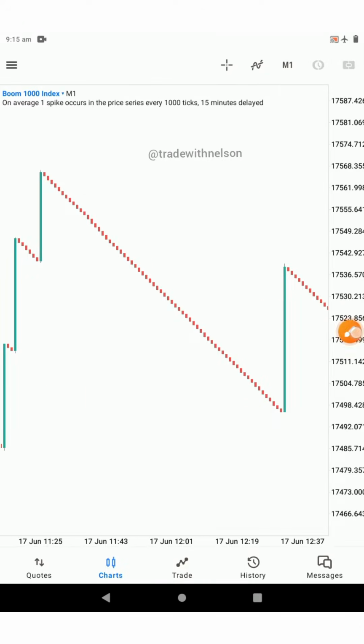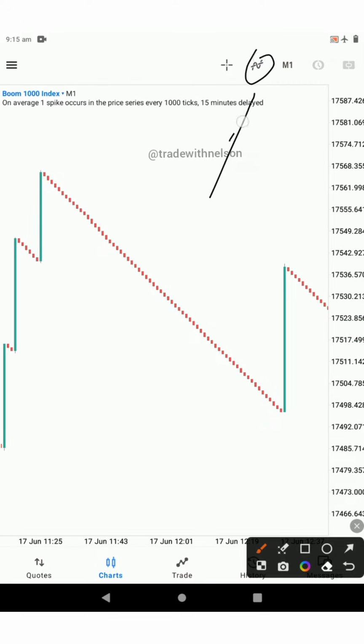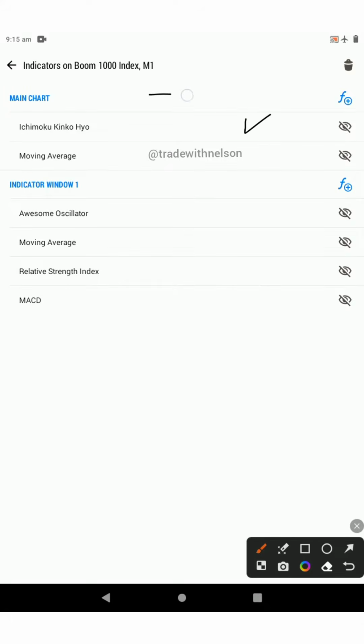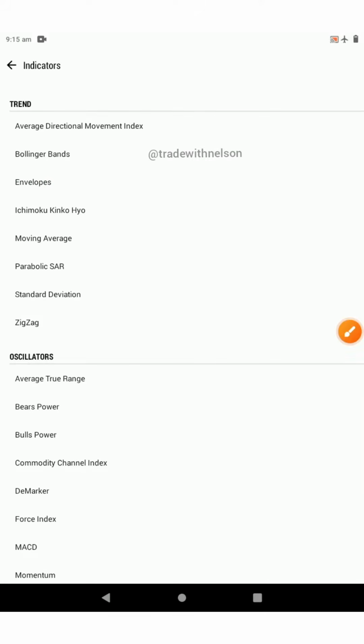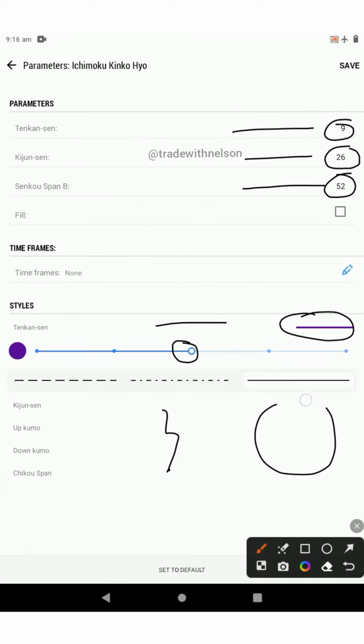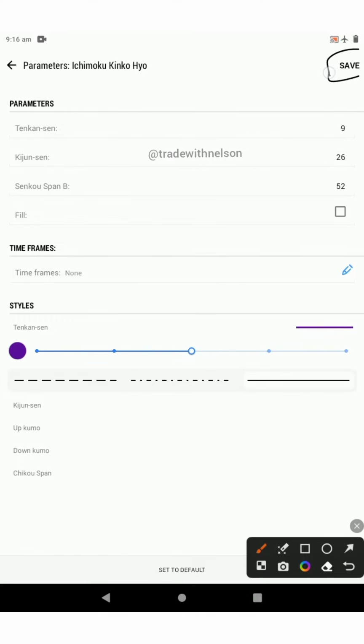First thing we want to do is to set up our chart. Click on this indicator icon over here. So you can see I have a series of indicators over here. The first indicator is the Ichimoku. To select that, click on this F icon on the main chart. This is Ichimoku. Make this 9, this 26, this 52. For the styles, make it a color of your choice and make it 3 pixels. Then for the rest, make it the color of your background and make them 1 pixel. After that, you click on save.